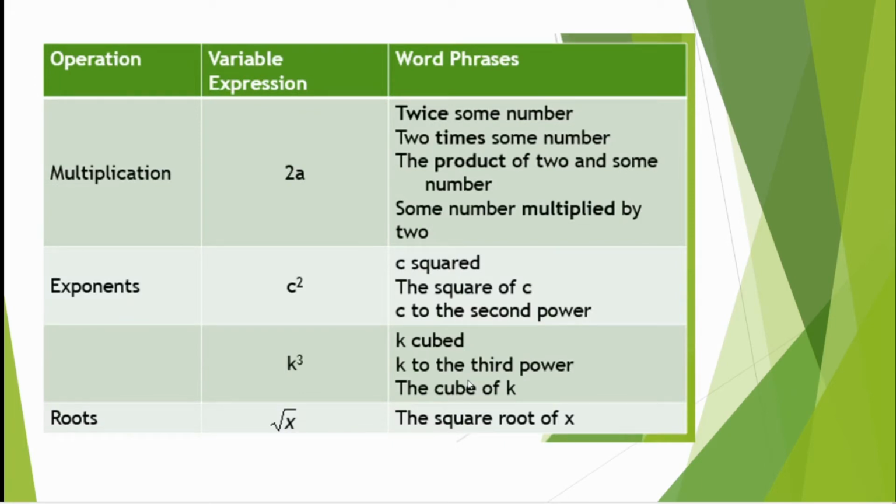For the operation multiplication, we have the variable expression 2a. Word phrases: twice some number, 2 times some number, the product of 2 and some number, some number multiplied by 2. For the exponents, we have c squared: c squared, the square of c, c to the second power. For the cube, we have k cubed, k to the third power, the cube of k. And for the roots, we have the square root of x, or the square root of a number.